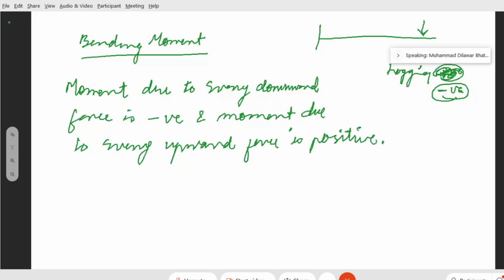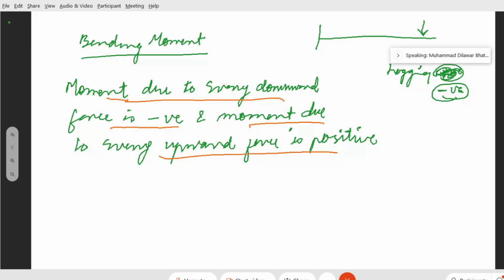Now you will say that shear force has changed when we change the direction. But how will moment remain the same? I said moment due to every downward force. Every downward force means whether you are looking to the beam or you are calculating from left to right or from right to left. In both the cases, moment due to every downward force is negative and moment due to every upward force is positive.